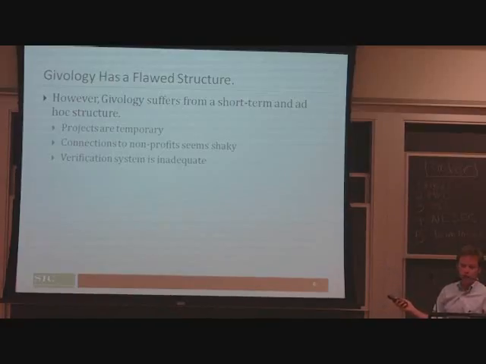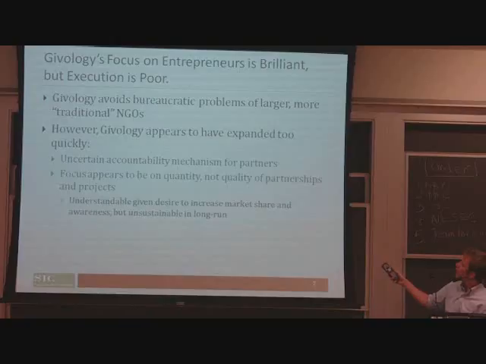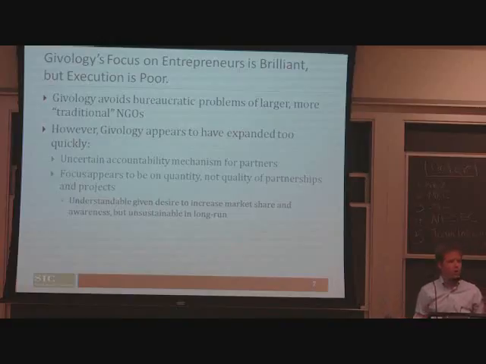But you have a flawed structure right now because a lot of your projects are very short-term and also very ad hoc. There doesn't seem to be a lot of direction. And some of your connections to your nonprofits are rather shaky or temporary, and we think your verification system is inadequate as it is. We think, like you said, your focus on entrepreneurial NGOs is really great, but the execution is poor. You avoid the bureaucratic problems of larger, more traditional NGOs, but you also appear to have expanded too quickly, since you just seem to be taking on a lot of partners and adopting a lot of projects without a lot of verification.